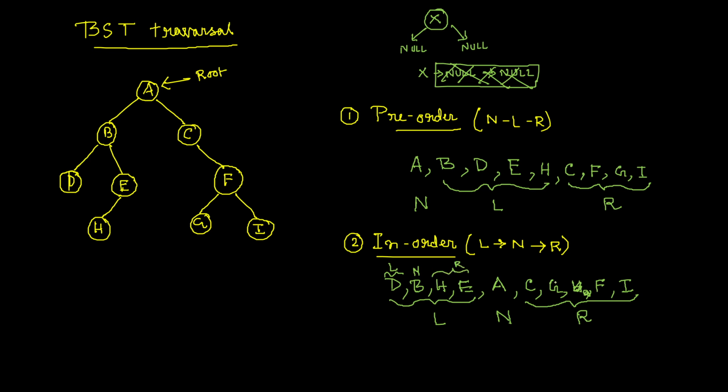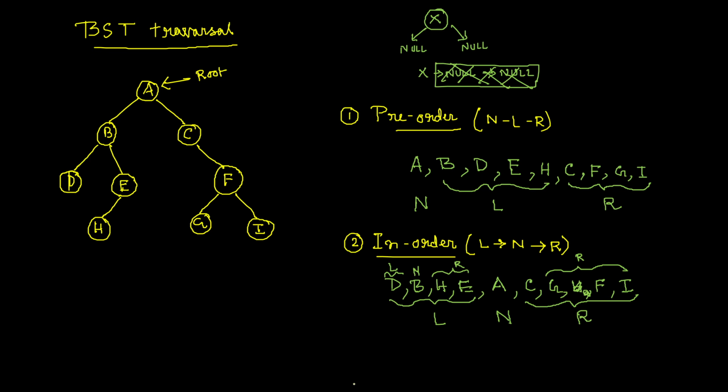Similarly, if you consider C, for example, C doesn't have any left subtree, that's why the left side of C contains directly N. There is nothing between N and C, but C has a right child only. That's why the right subtree is present. So recursively, this LNR relationship is true for each and every non-leaf node.